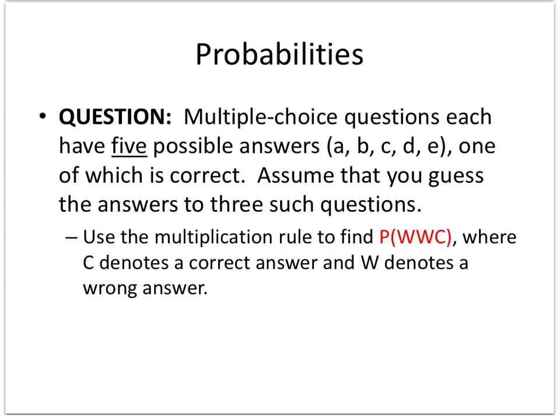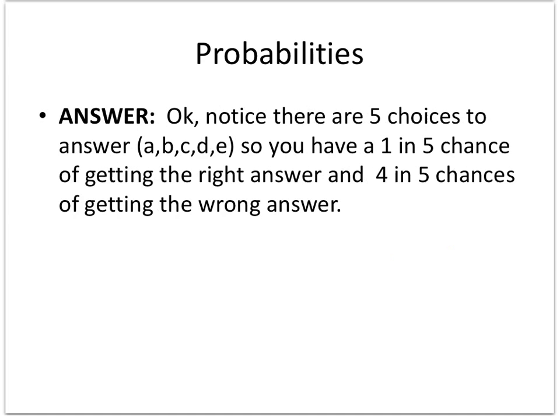All right, multiple choice questions each have 5 possible answers, A, B, C, D, or E, one of which is correct. Assume that you guess, which you guys do often, right, the answers to 3 such questions. Use the multiplication rule to find the probability you get wrong, wrong, and correct, where C denotes a correct answer and W denotes a wrong answer.